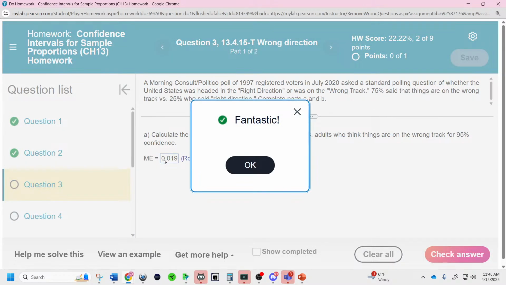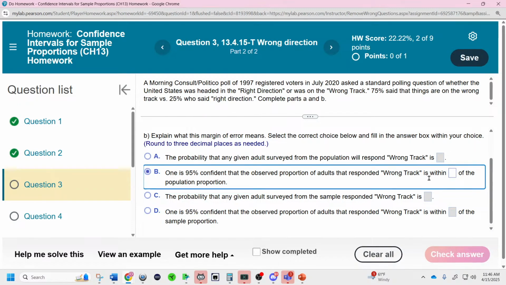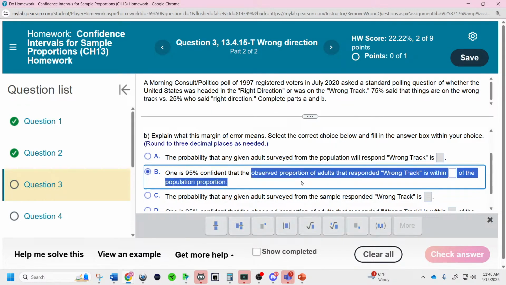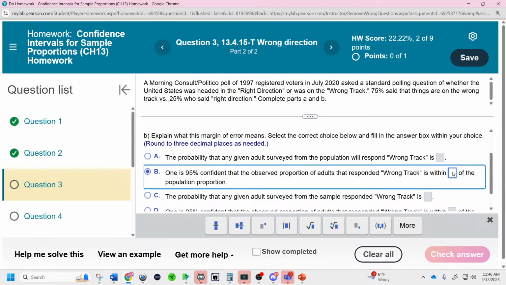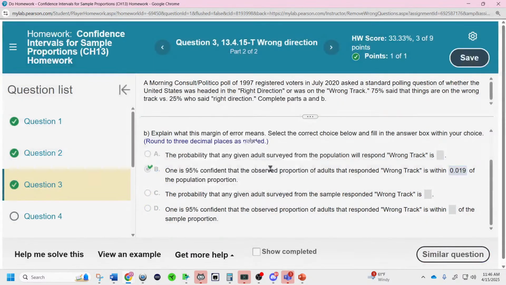There's the margin of error. That's not the full interval, it's just the margin of error. It means we could be off by about this much from the truth, which is the population parameter. So, I'm 95% confident that the truth is within about this much. So what we saw in our sample is about this close to the truth.